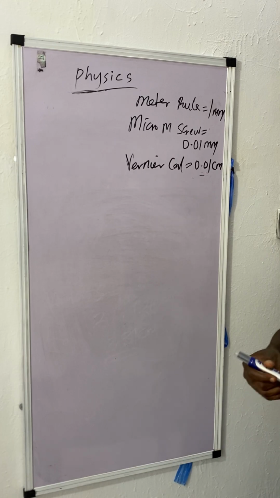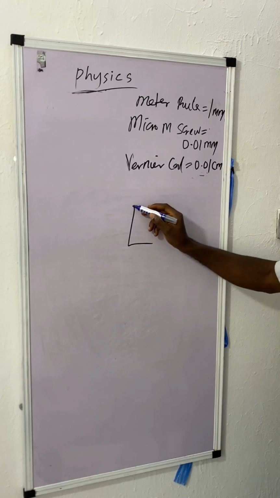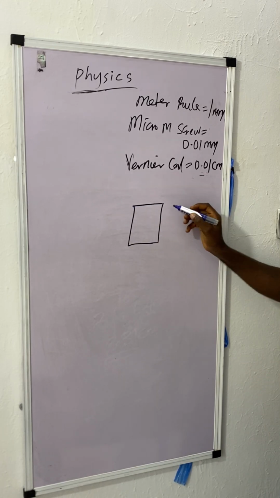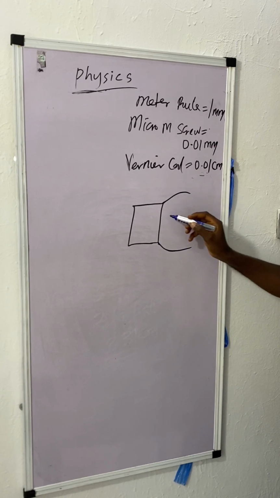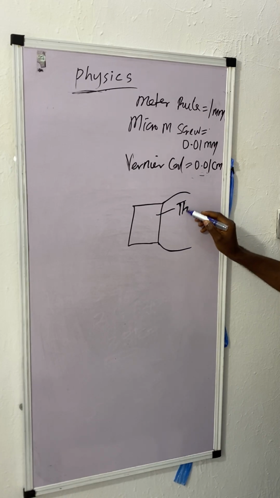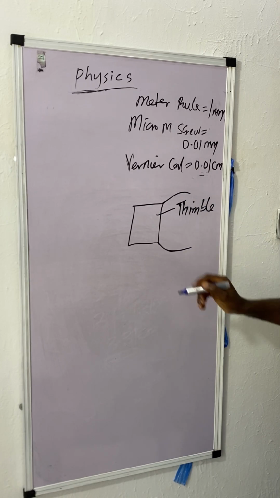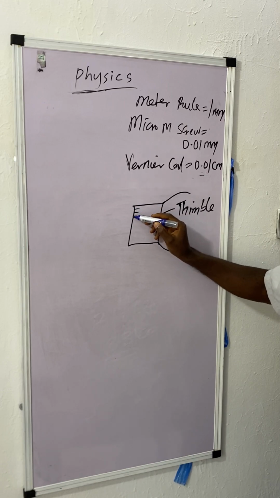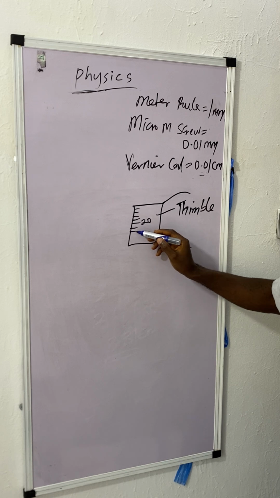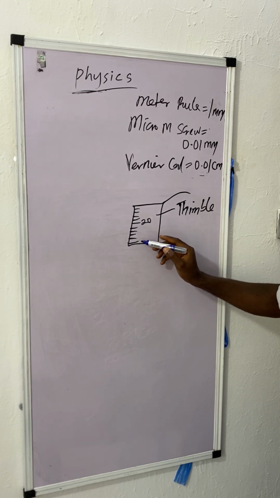First of all, we have to draw the micrometer screw gauge. So this is the micrometer screw gauge. Let's say this is the thimble scale. This is usually called the thimble. Let's say we have 1, 2, 3, 4, 5. Let's say this is 20. 1, 2, 3, 4, 5. Let's say this is 25.